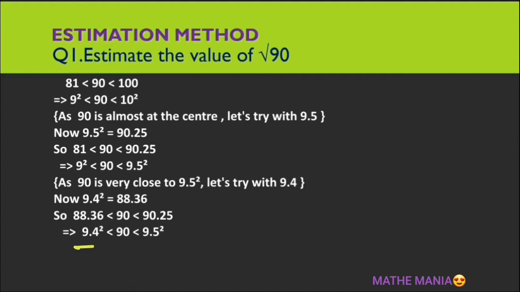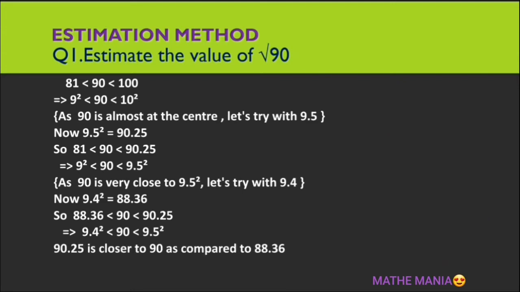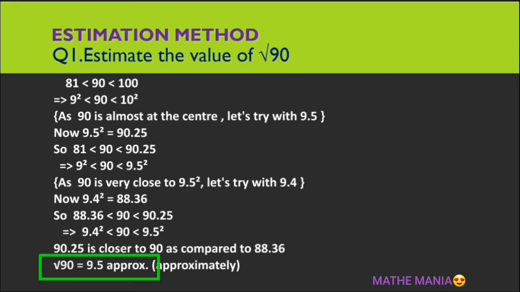As 9.5 comes after 9.4, we can't take any other number between 9.4 and 9.5 which has one decimal place. Find the difference between 88.36 and 90 and also between 90 and 90.25. Which one is closer? Correct, 90.25 is closer. This means root 90 is closer to 9.5. So we will take 9.5 as the approximate value of root 90.